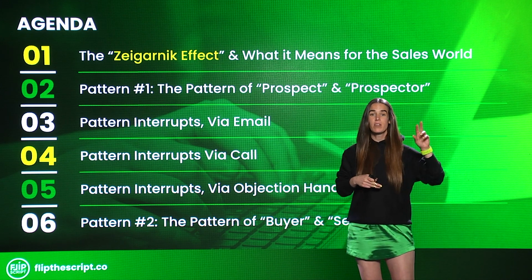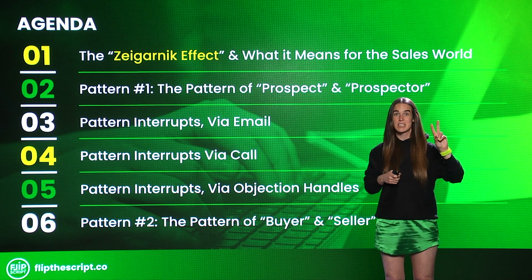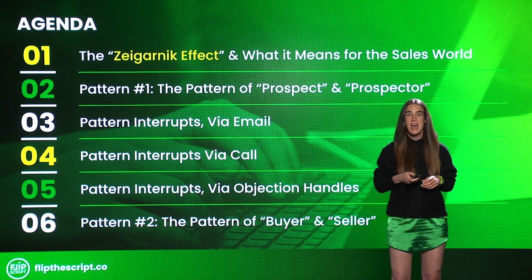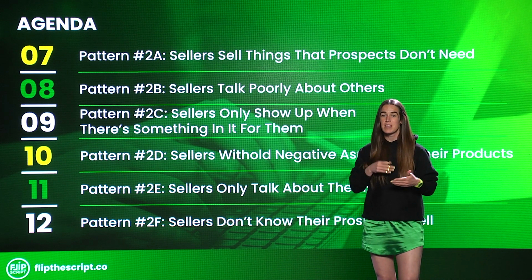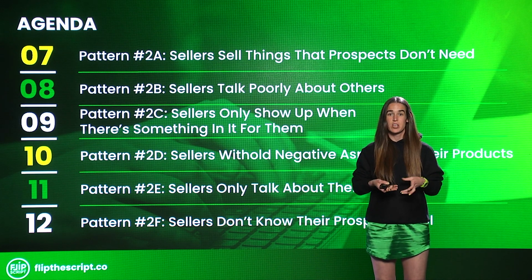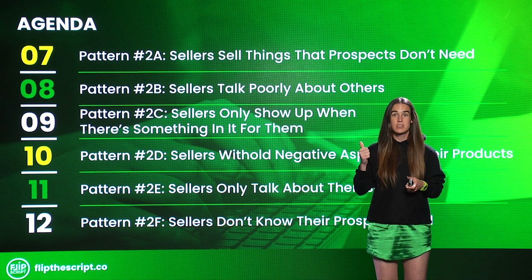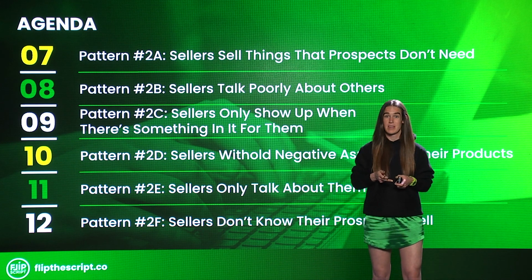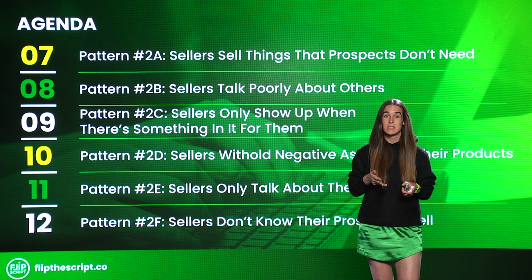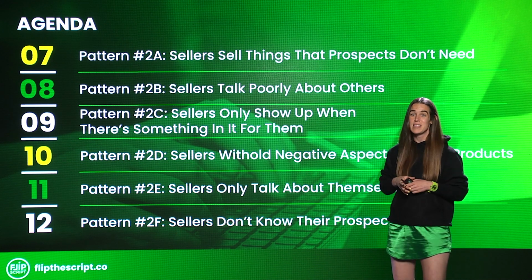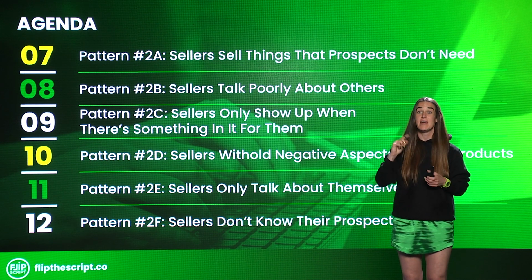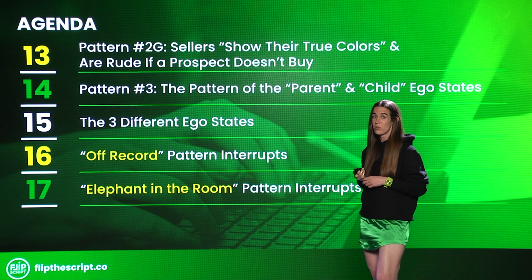We're then going to go into pattern number 2, which is the pattern that normally happens between a buyer and a seller, and then how to disrupt that pattern. There are a number of different components that go into it: the pattern that sellers sell things that prospects don't need, that they talk poorly about others, that they only show up when there's something in it for them, that they withhold negative aspects of their products, that they only talk about themselves, and that they don't know their prospects. We're going to go into each one of those patterns, how they manifest, and then how to interrupt them to effectively drive more conversion.